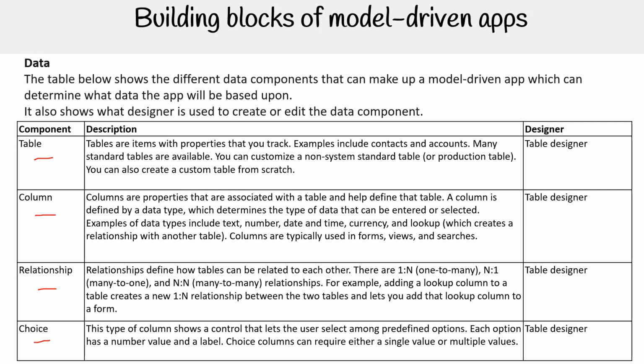Choice. This type of column shows a control that lets the user select among predefined options. Each option has a number value and a label. Choice columns can require either a single value or multiple values.